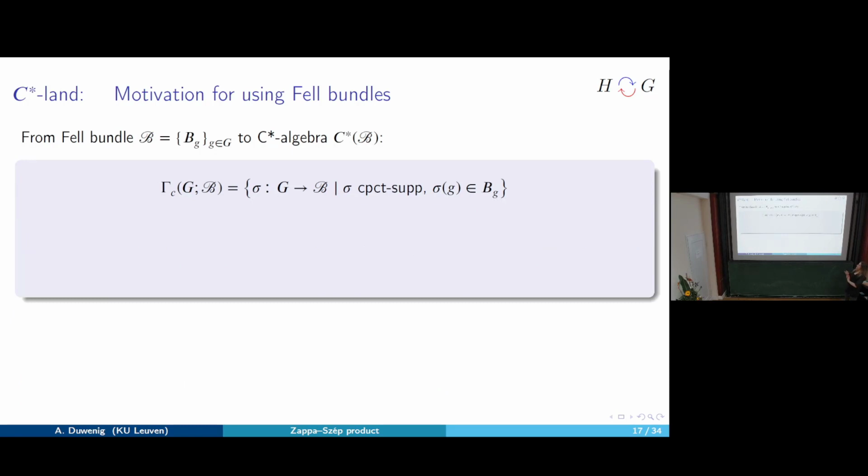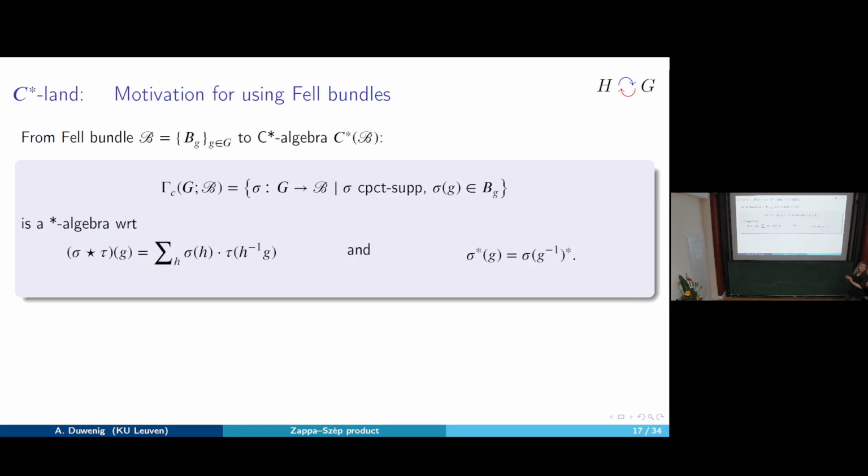Okay, so from a Fell bundle, like the one I've defined in the last slide, you actually can build a C-star algebra. Not just one, but let's just focus on one. What you do is very similar to how you construct a C-star algebra out of a group or groupoid. You start with functions from G into your bundle that are actually sections. So at a point g, it gives you something in the fiber over g. You want these to be compactly supported. And then you equip that with a convolution and an involution.